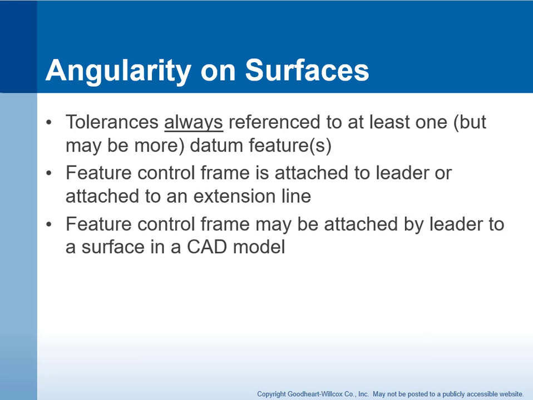Let's talk about angularity tolerances. Angularity on surfaces: tolerance is always referenced to at least one, but it may be more, datum features. The feature control frame is attached to a leader or attached to the extension line, one way or the other. The feature control frame may be attached by leader to a surface in a CAD model. That's the other way to apply it.